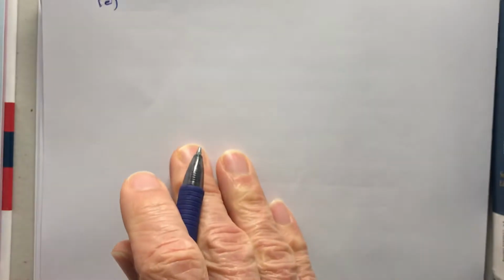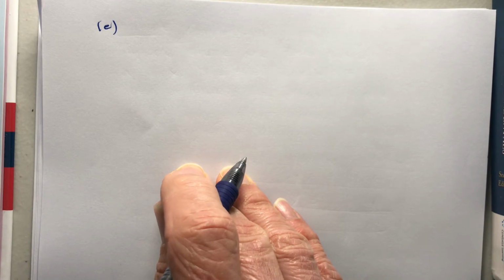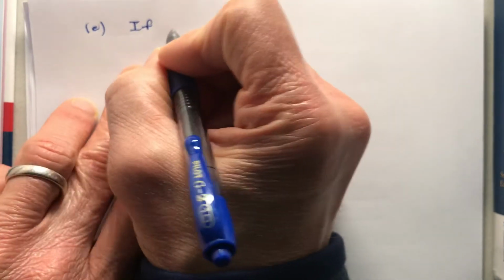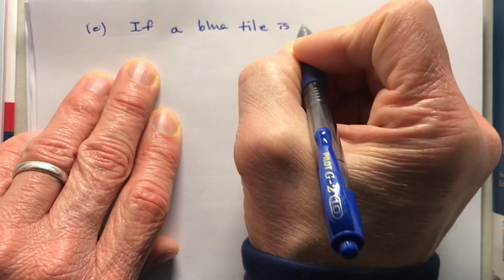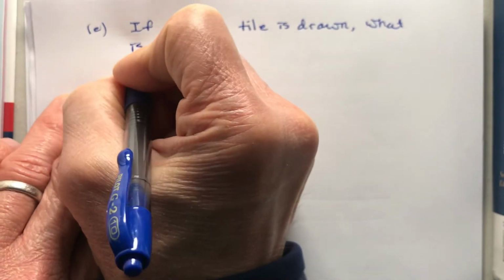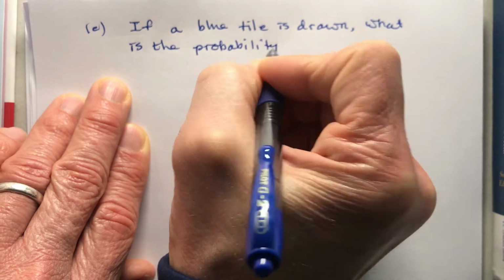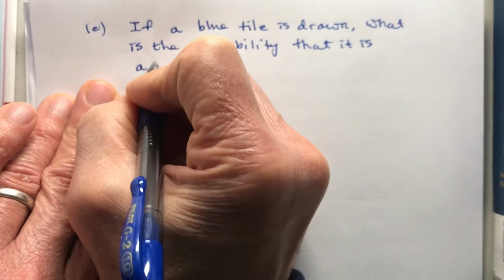So let's go on to E. If a blue tile is drawn, what is the probability that it is a triangle?